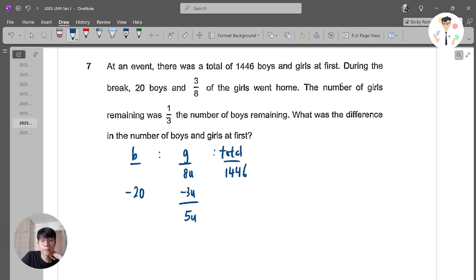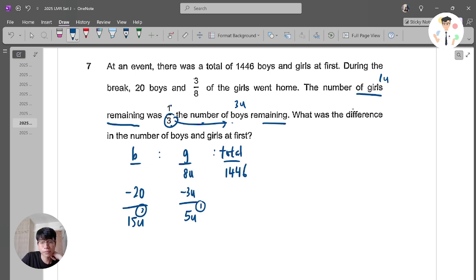Correct? The number of girls remaining was 1/3 of the number of boys remaining. Means that this is remaining, right? The girls remaining is 1 unit. The boys remaining will be what? 3 units. Means that if here is 1, boys here will be 3. Okay? But here is 5. Basically, 3 times of 5 units. Here will be 15 units.